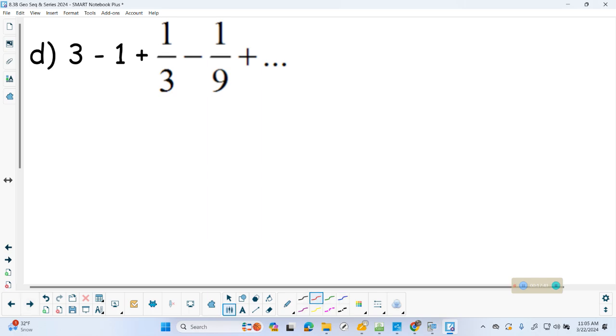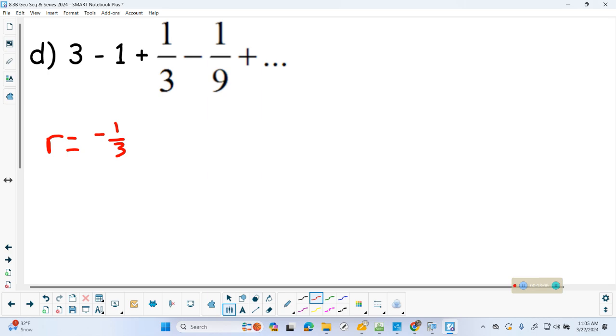Okay, let's look at this one. So first we need r. What are you multiplying by? Negative 1/3. A third times negative a third, negative a 9. Next question. Is the absolute value of that greater than or equal to 1?